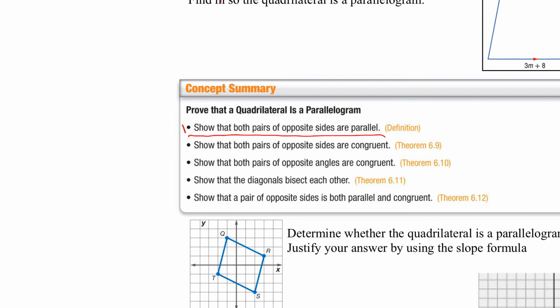So there's a bunch of ways, but what we're going to do is do it this way right here. That's the way we're going to use to prove it. Just the definition of a parallelogram. See if both pairs of opposite sides are parallel. So this is going to take us back several months ago.